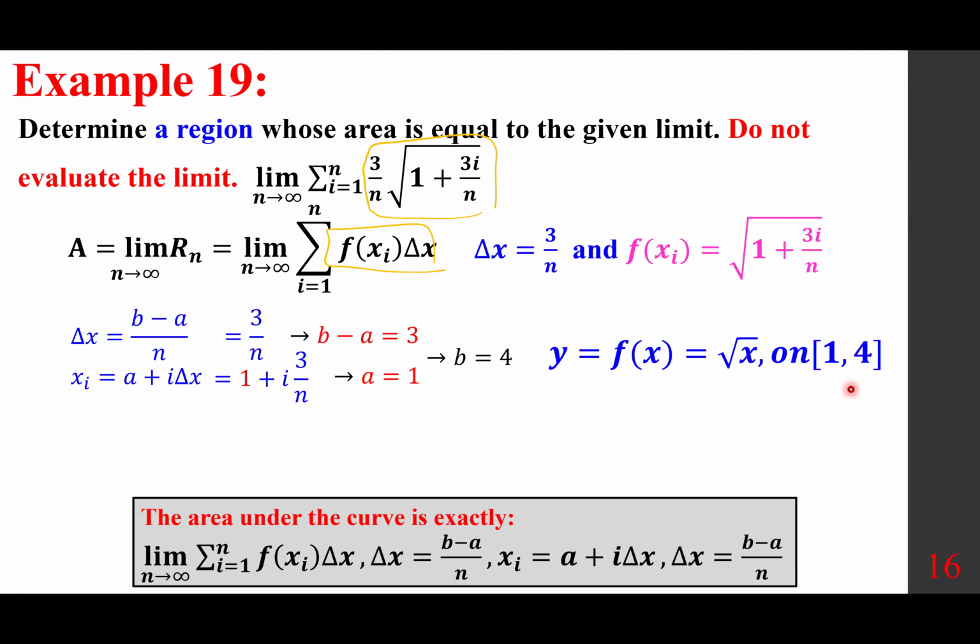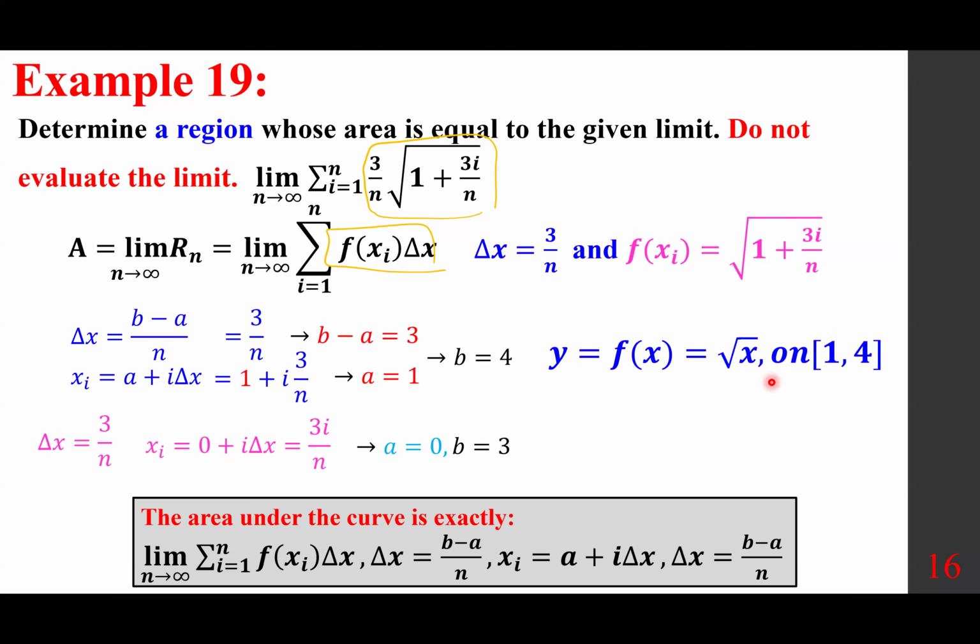It's not necessarily unique. We could go with the following. Delta x is 3 over n, and x sub i could be 0 plus i delta x, or 3i over n, where a is 0 and b is 3. You can go with that one. So as long as the difference is 3, in this case 4 minus 1, in this case 3 minus 0, then you can keep the 1 intact as part of the function.